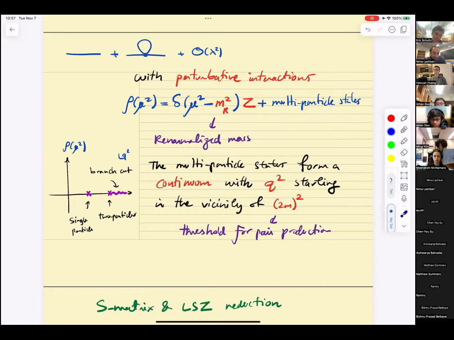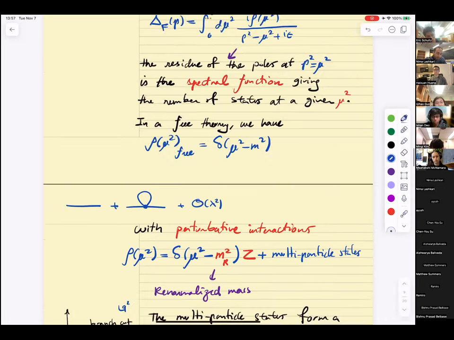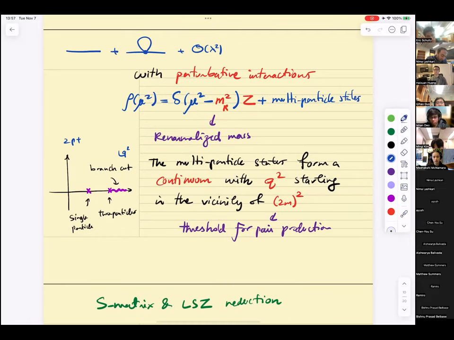So what happens is the contribution of the multi-particle states gives you a continuum with Q squared starting in the vicinity of 4m squared, right? This is the threshold for pair production. So if you view the spectral density on the complex Q squared plane, it's not rho of mu squared, my bad. If you view the two-point function, so this is the two-point function in momentum space, the spectral density is about the residues, right? You have a single particle pole here. Then you have a two particle pole.